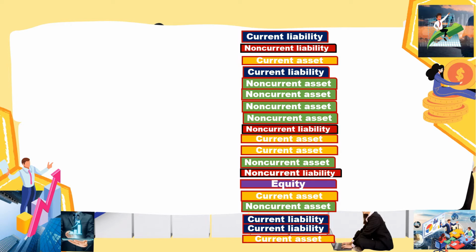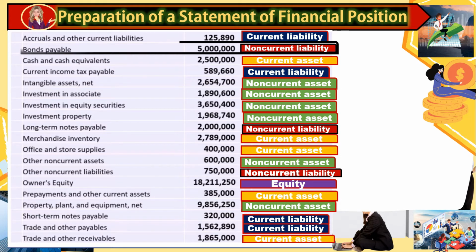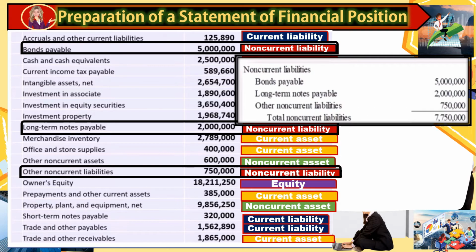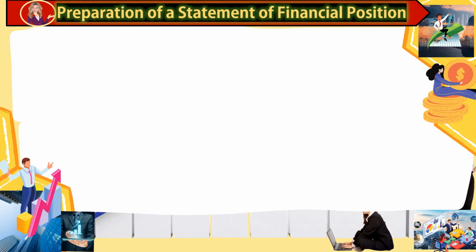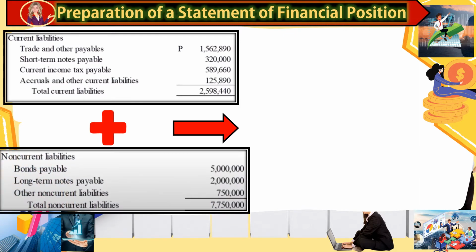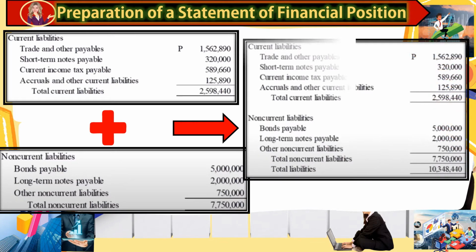We have bonds payable, long-term notes payable, and other non-current liabilities. So let's merge the non-current liabilities by adding these three. Bonds payable, 5 million; long-term notes payable, 2 million; other non-current liabilities, 750,000. For a total of non-current liabilities, we have 7,750,000. Let us now combine current liabilities and non-current liabilities by adding the total current liabilities, 2,598,440, plus the total non-current liabilities, 7,750,000. So our total liabilities are 10,348,440.